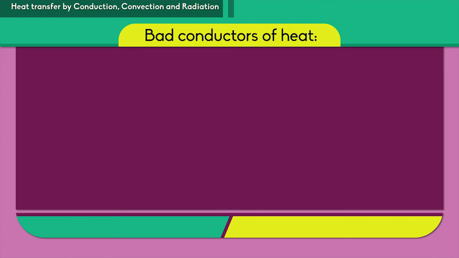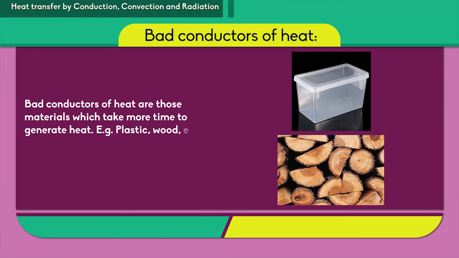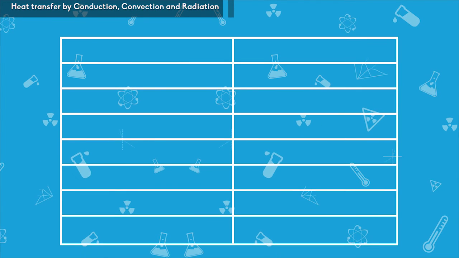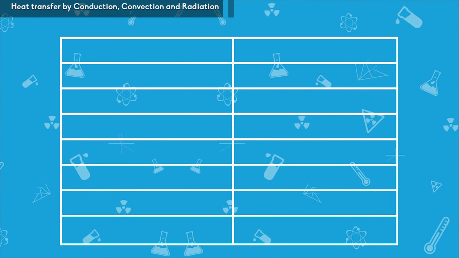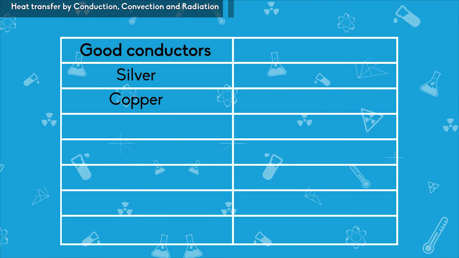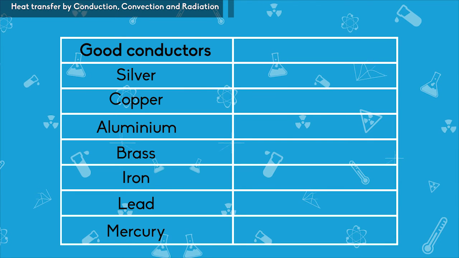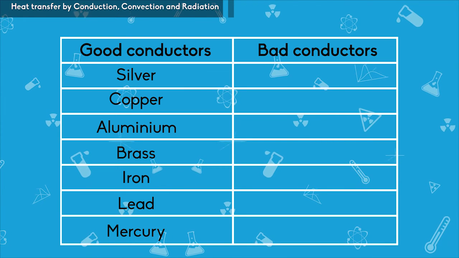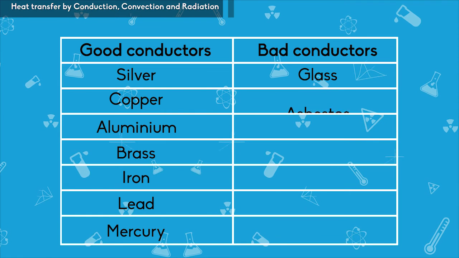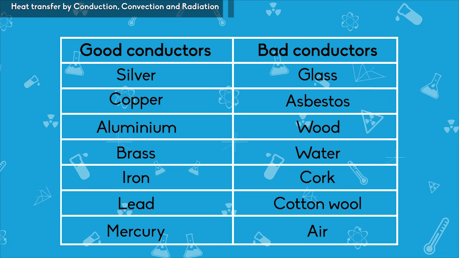Bad conductors of heat. Bad conductors of heat are those materials which take more time to generate heat. Example, plastic, wood, etc. Here is a list of good and bad conductors of heat. Some of the good conductors of heat are silver, copper, aluminium, brass, iron, lead, and mercury. Some of the bad conductors of heat are glass, asbestos, wood, water, cork, cotton wool, air.